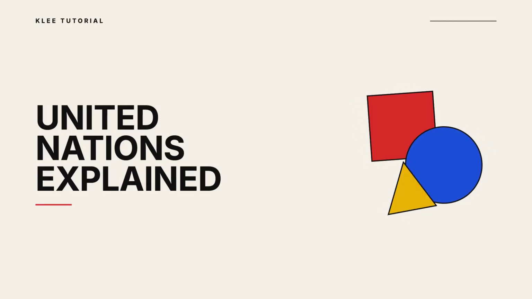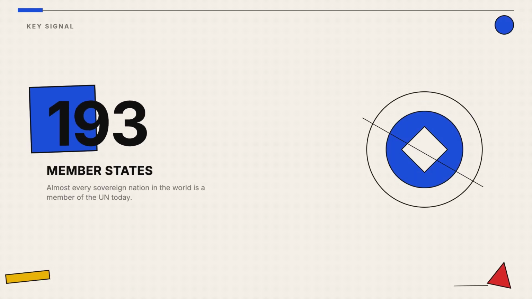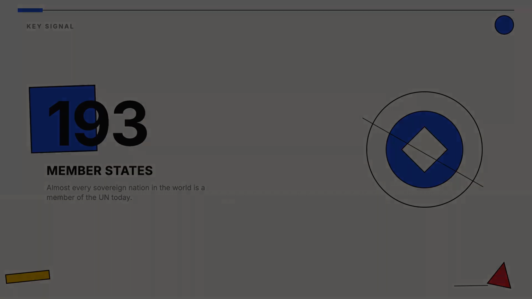The United Nations is a global organization designed to maintain international peace and security. Let us look at how it actually functions. The UN stands for the United Nations, a unique assembly where nearly every country on Earth meets to discuss shared challenges. Today, 193 countries are members.